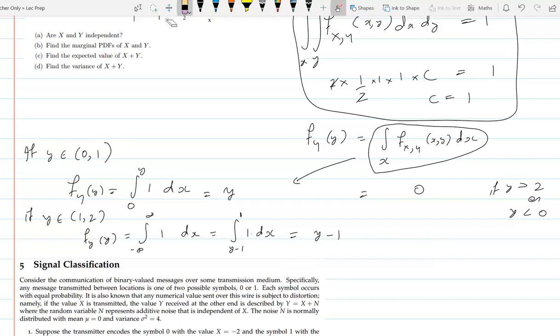You need to integrate this density function for all the values of y and check if it actually adds up to 1. You can verify that it adds up to 1. So this part will contribute half and this part will also contribute half. So how is it y minus 1? It will be 2 minus y. Do you agree with this?